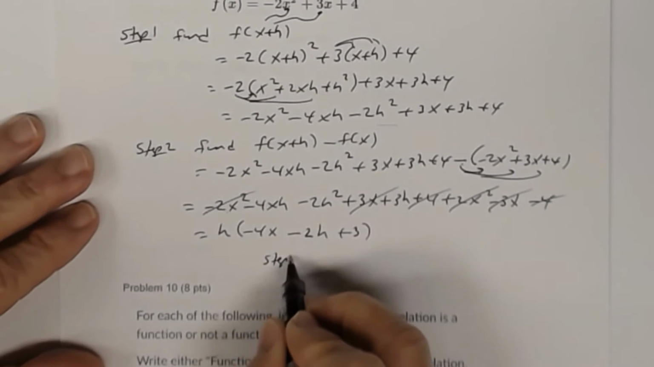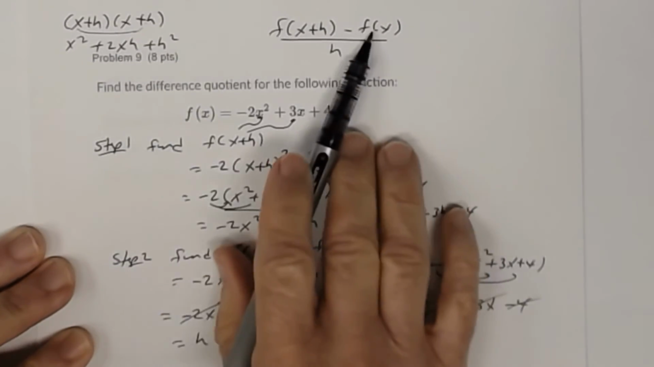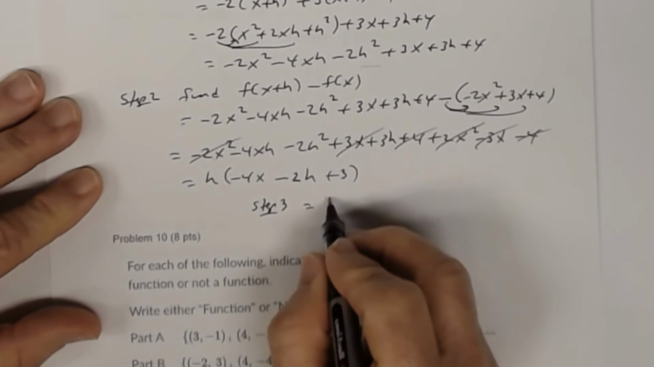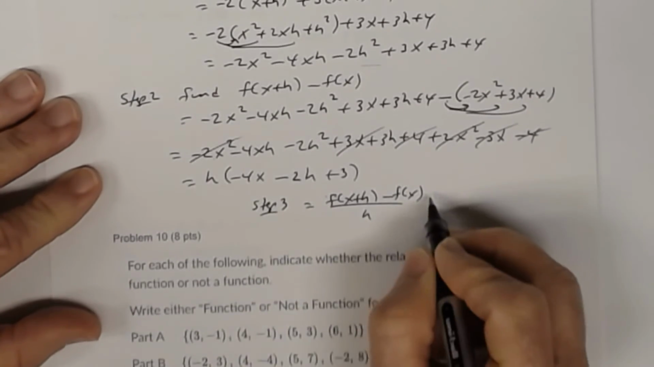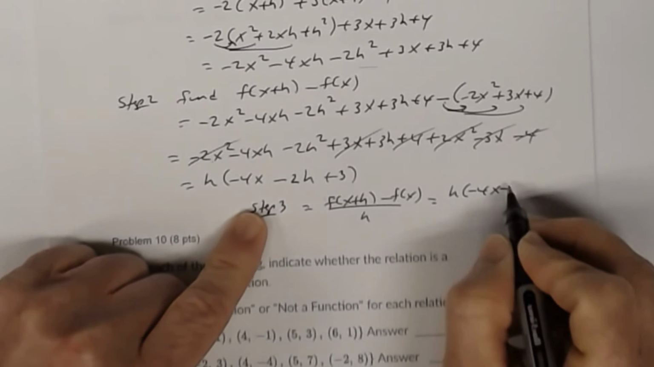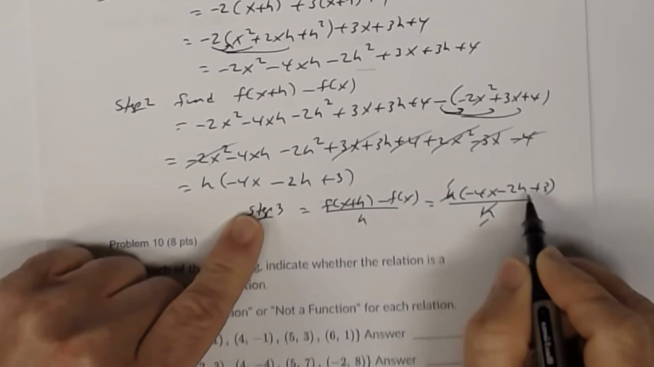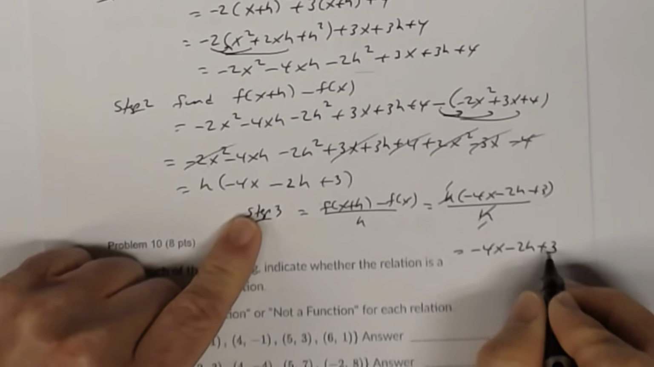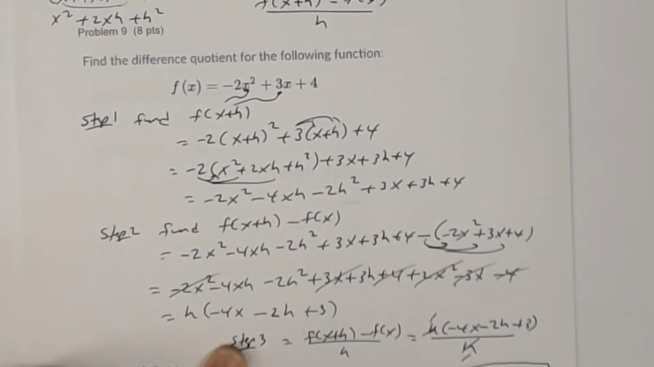Step 3 is now where you take step 2, take all of this and divide by h. So that's this. So step 3 is f of x plus h minus f of x divided by h. So the numerator is what we just found, so that's h times negative 4x minus 2h plus 3 divided by h. The h's divide out, and you're left with what's in parentheses. So you get negative 4x minus 2h plus 3. So that's the difference quotient. That's the difference quotient for this function.